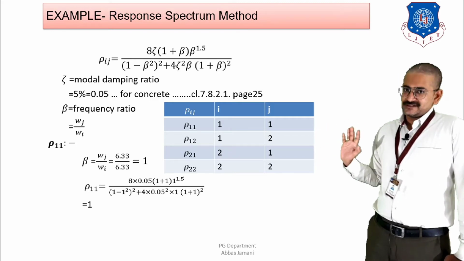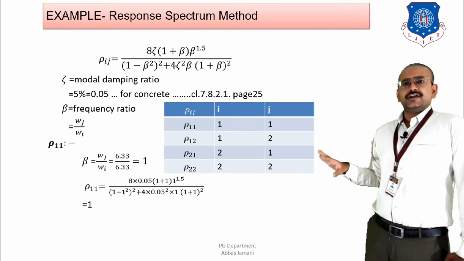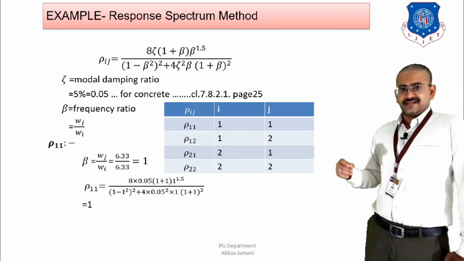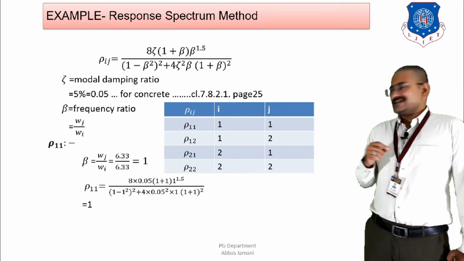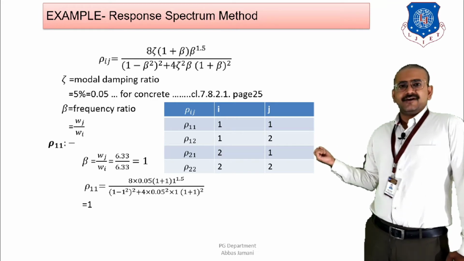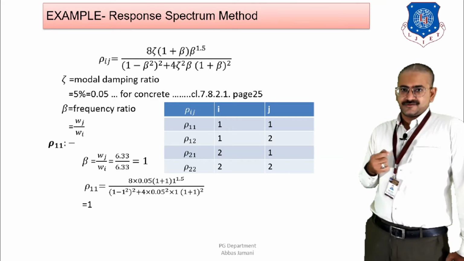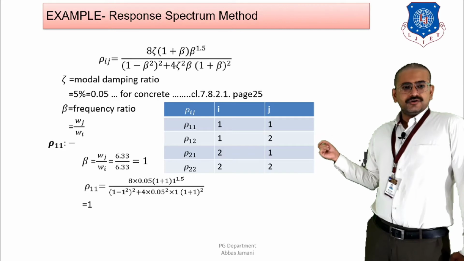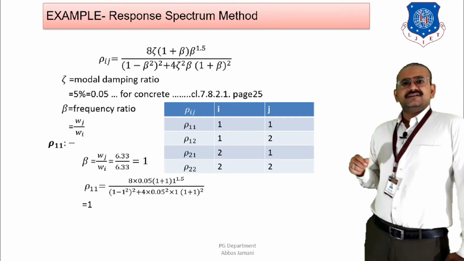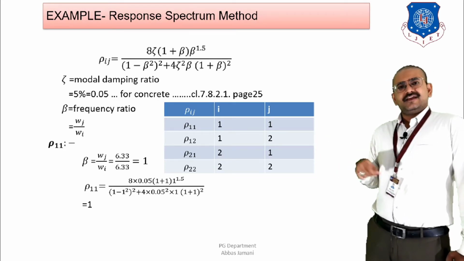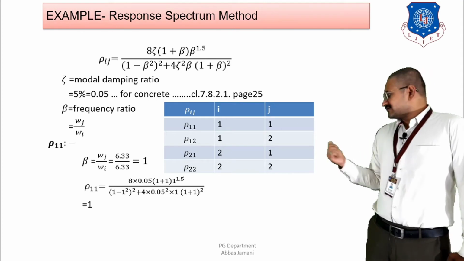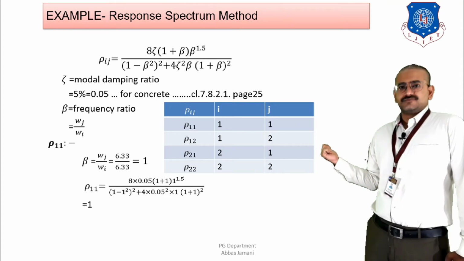Once that is done, you can calculate the value of beta. Now beta is the ratio of omega j divided by omega i, that is the angular frequency ratio. So beta is equal to omega j by omega i. Now what are the values of j and i to be considered? They have to be considered corresponding to the cross modal coefficient rho that you are considering.